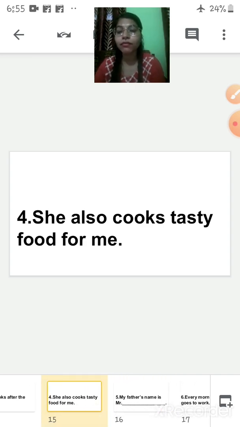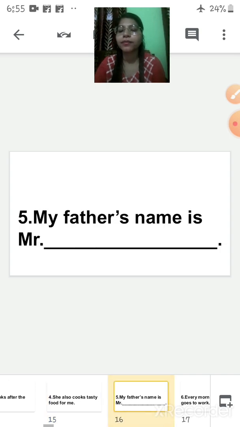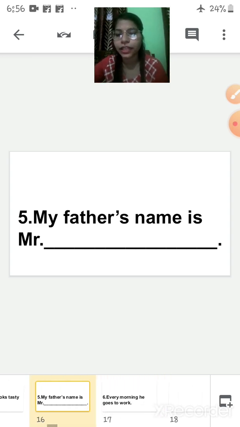Now, fifth point, my father's name is Mr. Dash. Here also you have to write your father's name. And before writing your father's name, what do you have to write? You have to write Mr. My father's name is Mr. And you will write the name after that. Okay, children?